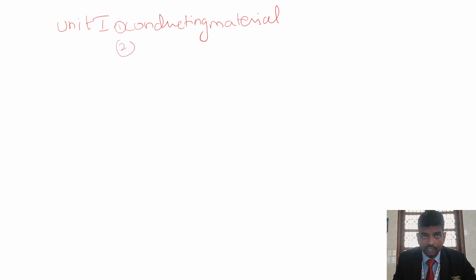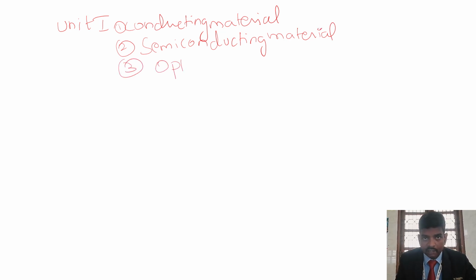The second part we have is semiconducting materials. And the third part is optical materials. So unit 1 alone is a little bit of a large unit where we have three different parts. Of course, there is an introduction for all three topics. So let me tell you one by one.